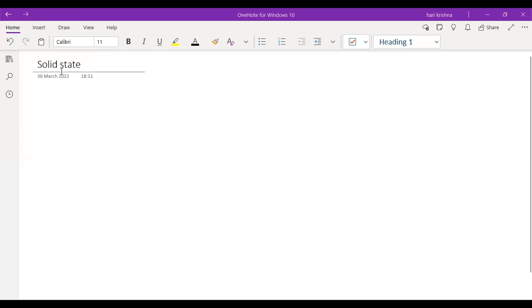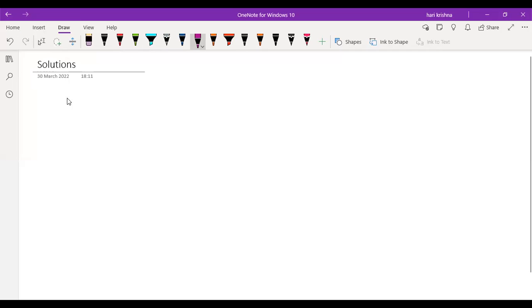Solid state, right? The solutions. So today we are going to start the new topic, that is the solutions. First I will write all the subtopics of this chapter. First, weightage.